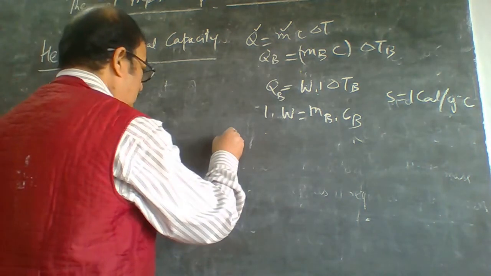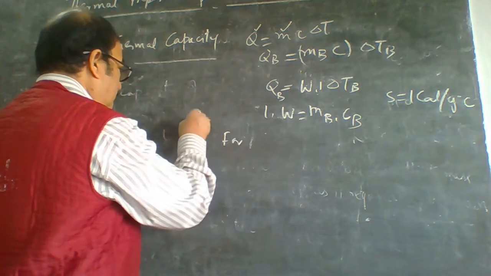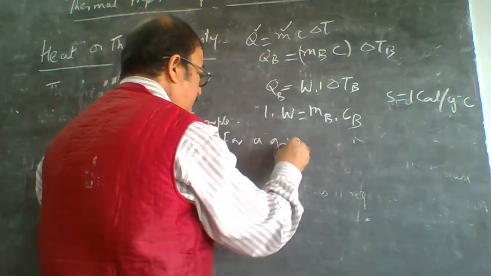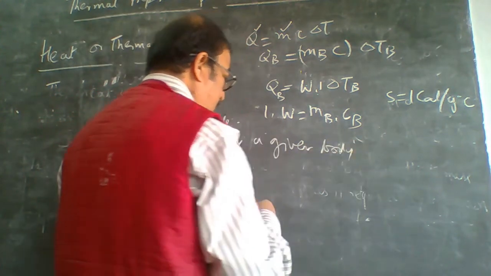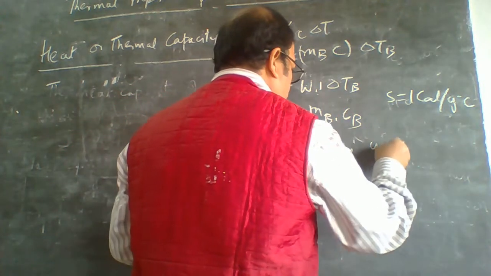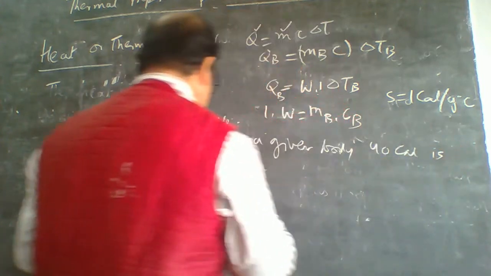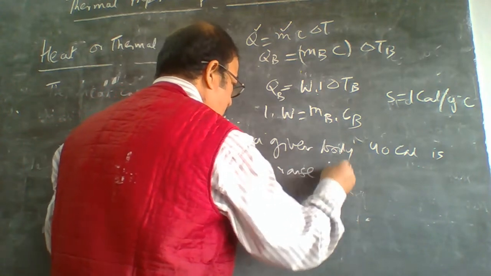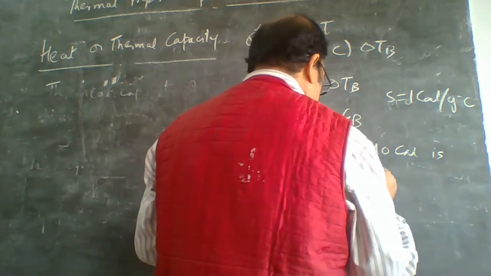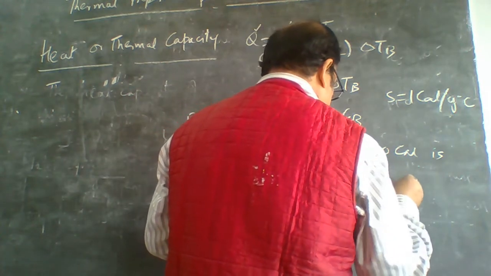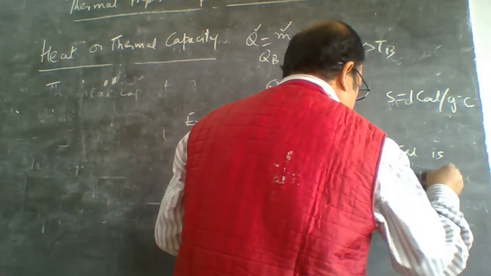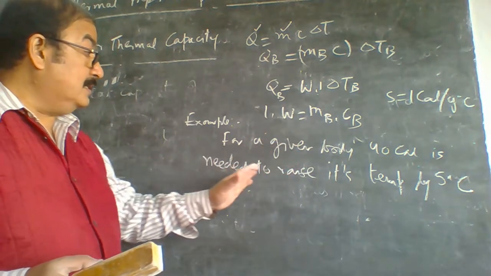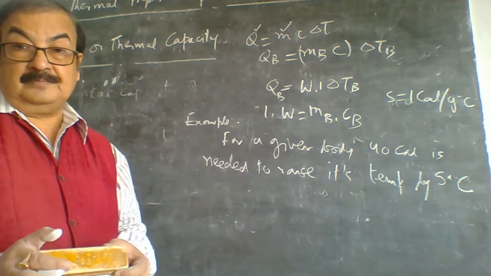Suppose, for a given body, for example, 40 calorie is needed to raise its temperature by 5 degrees Celsius. Pay attention, this is written. For a given body, 40 calorie is needed to raise its temperature by 5 degrees Celsius. Okay, for this body.